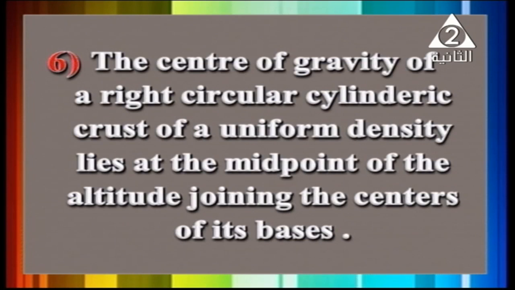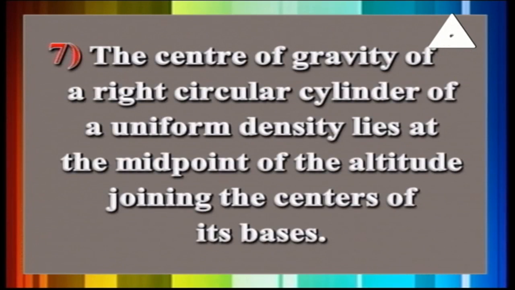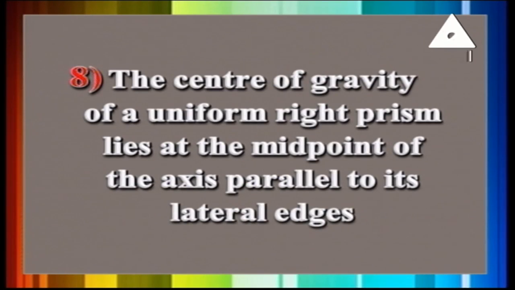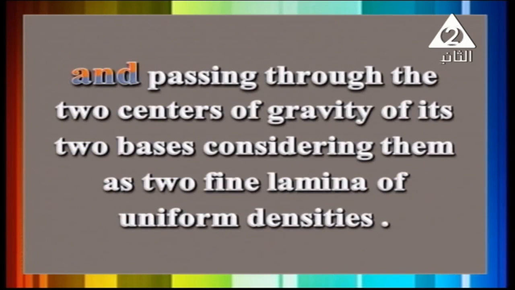Number six, the center of gravity of a right circular cylinder shell of uniform density lies at the midpoint of the altitude joining the centers of each base. Remember, altitude means height. Number seven, the center of gravity of a right circular cylinder of uniform density lies at the midpoint of the altitude joining the centers of its bases. Number eight, the center of gravity of a uniform right prism lies at the midpoint of the axis parallel to its lateral edges and passing through the two centers of gravity of each two bases. Consider them as two fine laminas of uniform densities.